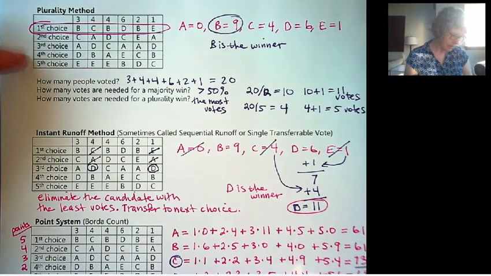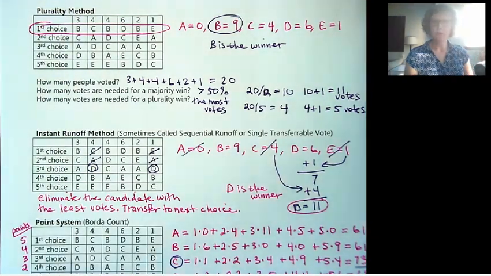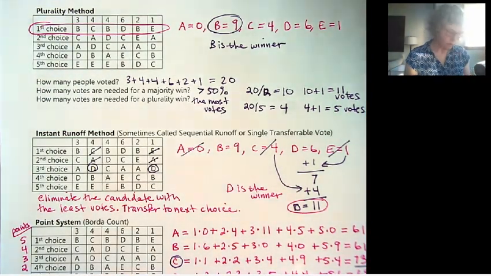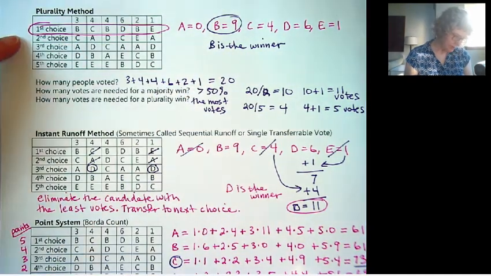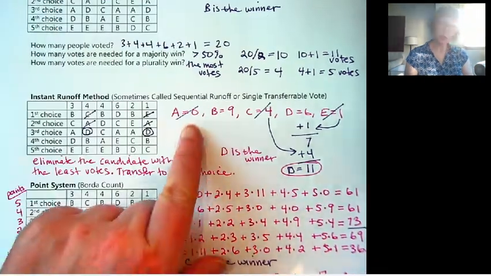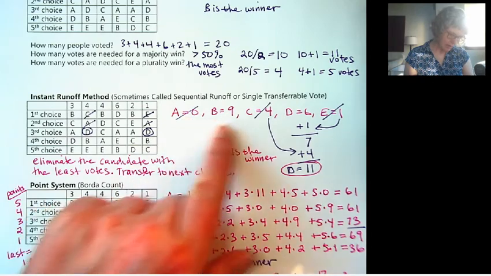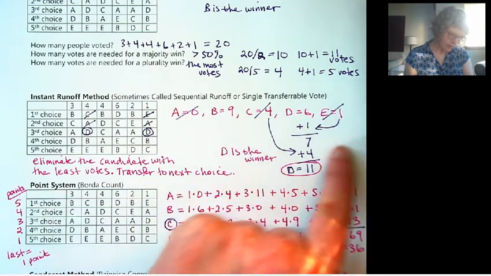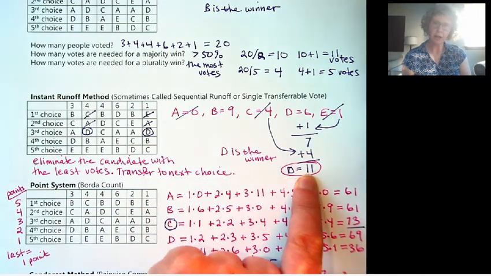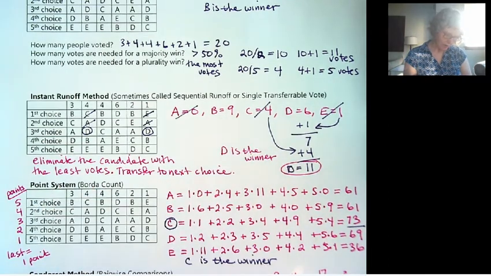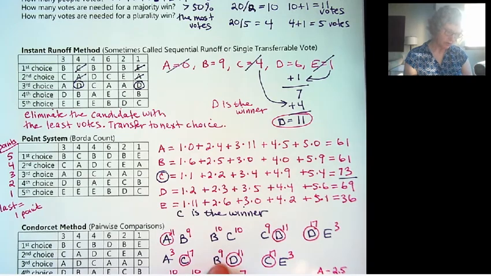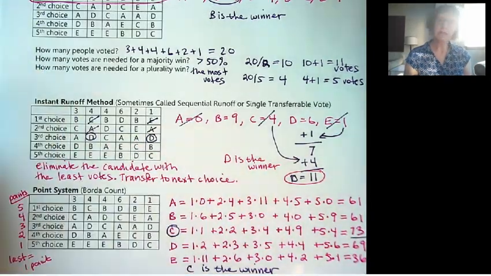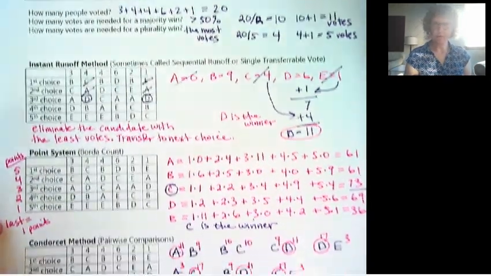So in the plurality, just the straight up first choice of everyone, that's the only thing that counts, and you need to get the most. That was B. But then more people who preferred A, C, and E, they actually gave their votes to D higher than B, which is why D is the winner of the instant runoff method.